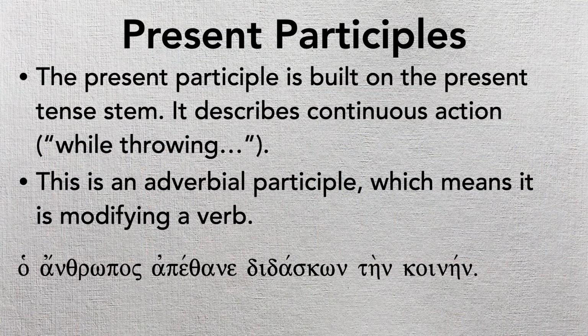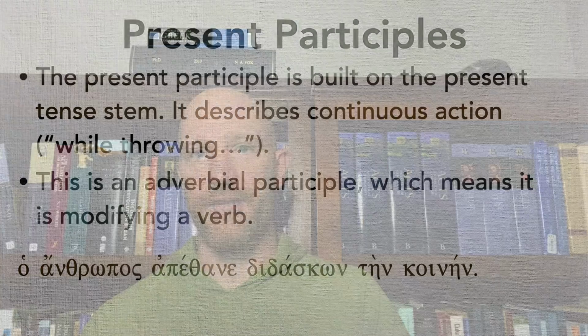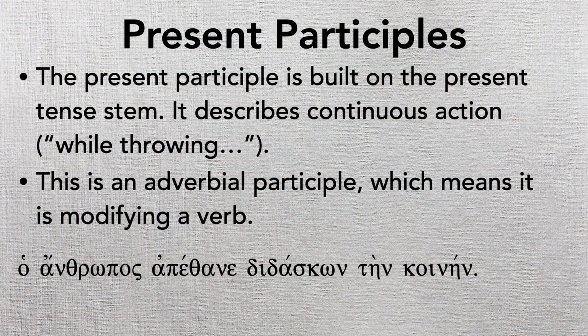So, let's talk about present participles first, and we'll start building these one at a time, okay? So, the present participle is built on the present tense stem. It describes continuous action, like I said, okay? So we're using that word present, but we don't mean like time present. We mean aspectually, it's continual. So we're going to translate those as while throwing, okay? While throwing. By the way, if throw was the verb that we were trying to translate, okay? This is the adverbial participle that we're learning first, which means it's going to modify a verb, okay?